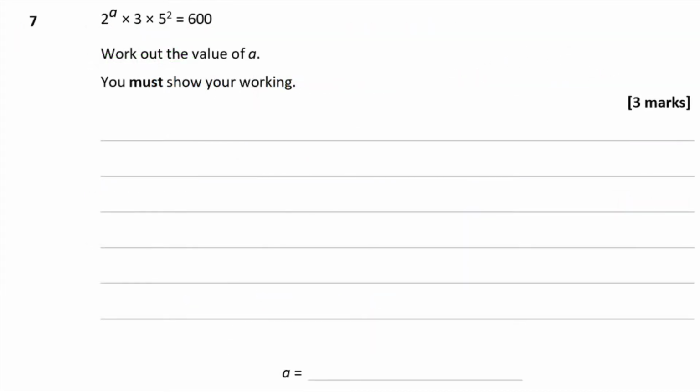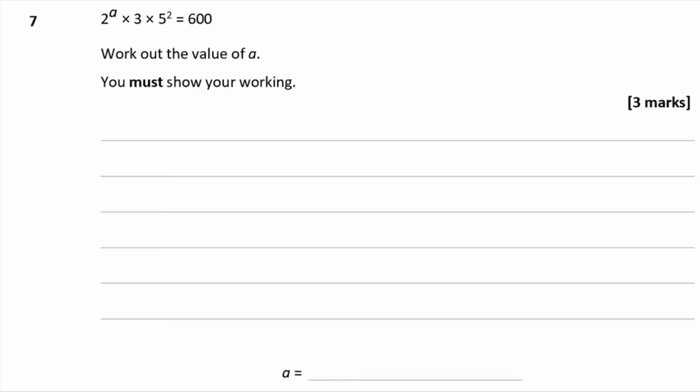Question 7. 2 to the power of a times 3 times 5 squared is 600. Work out the value of a. You must show your working. Okay, so this is 600 written as a product of its prime factors. We know everything apart from the power of 2. But we want to work it back out then, so just multiplying this out again.